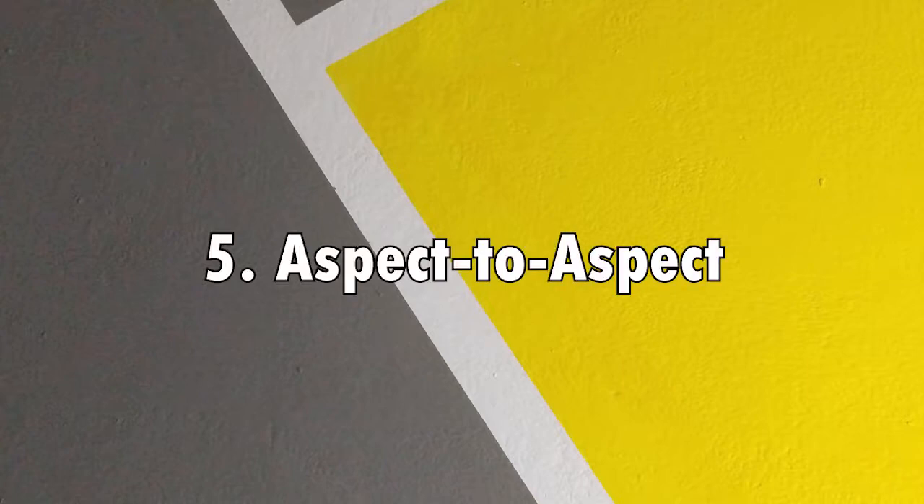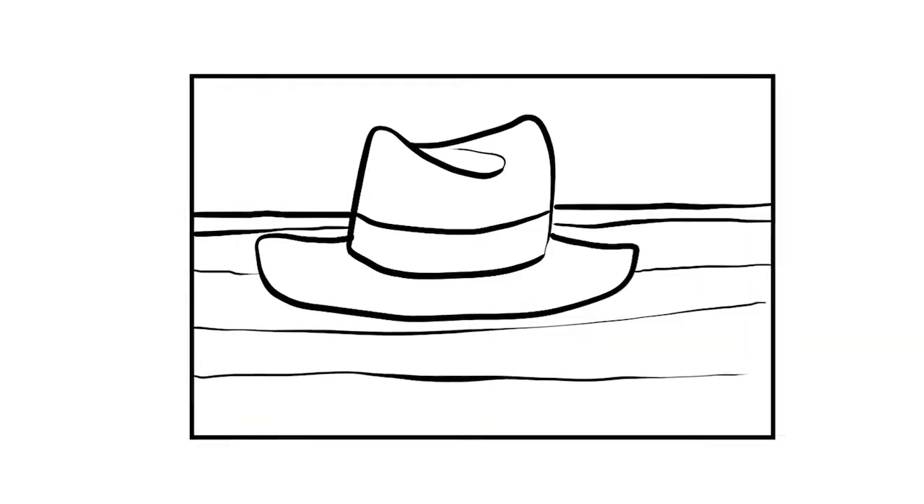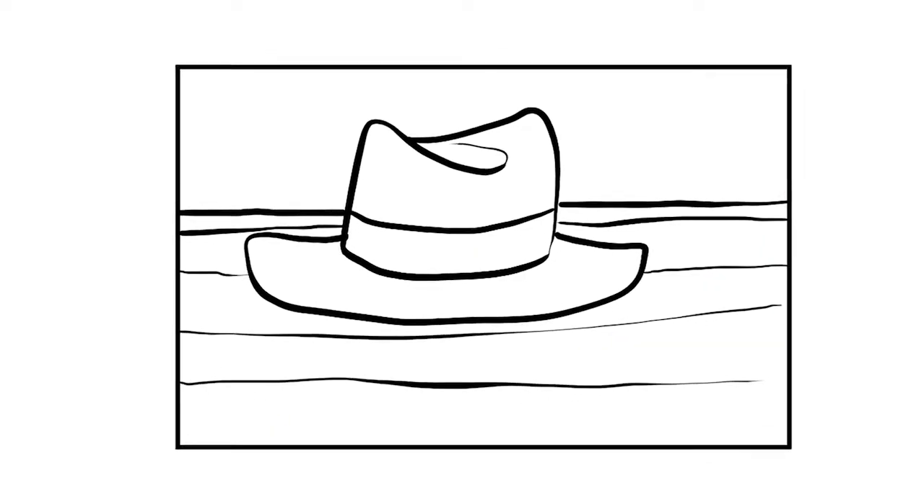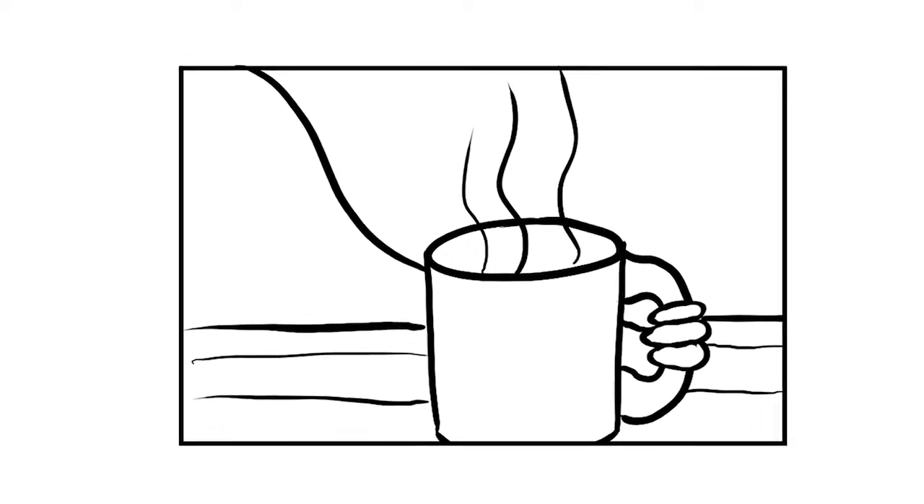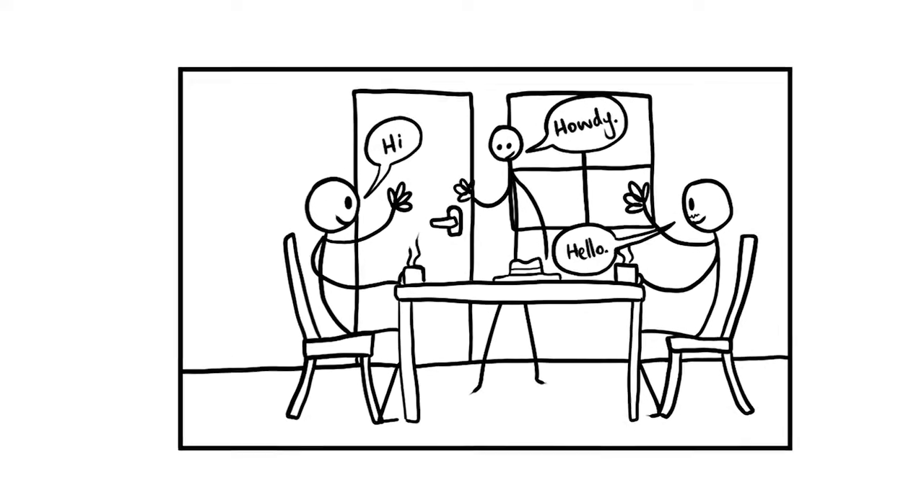The aspect to aspect transitions show us different areas of the scene, and they can help provide information or set the mood. You may start with what's on the table and transition to what a character is holding, and then transition to that character sitting at that table. These are all different aspects and can help set the scene.